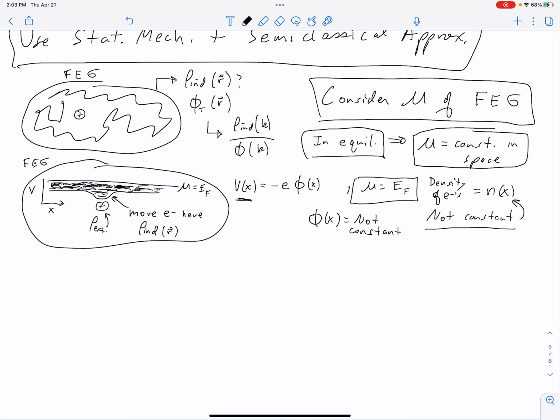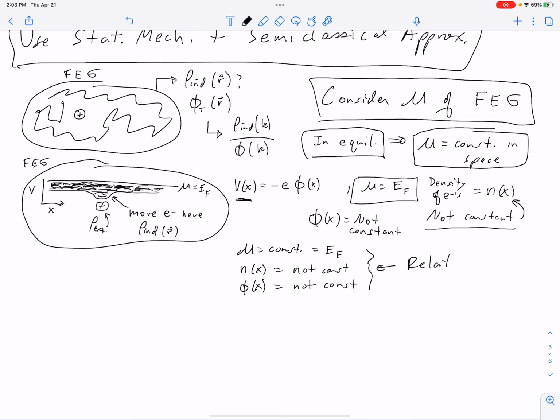So let's just summarize that. Mu is constant, and for the metal, that's just the Fermi level. But n of x is not constant, and phi of x is not constant. And so how do they all relate to each other? We have to relate them.